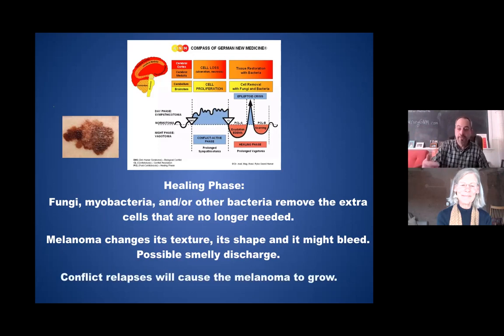Now, if there are conflict relapses due to tracks or triggers, one of the things that will continue to happen is the melanoma will grow. So if they continue to have that attack conflict present in their environment, then we'll expect that melanoma to get bigger, right?